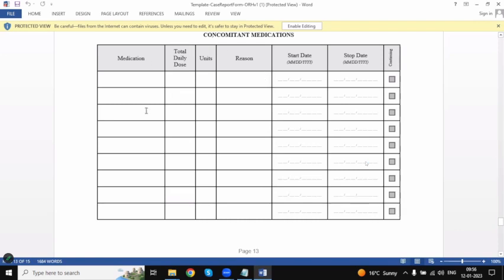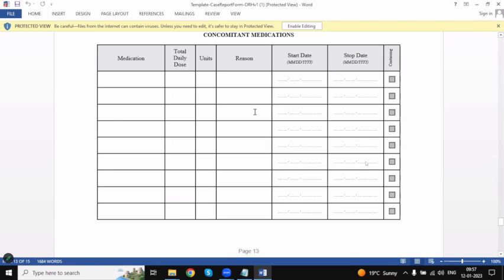For example, he's taking some BP tablet. How much dose is he taking? How many units, meaning how many tablets, 2 tablets or 3 tablets? What is the reason, when did he start, when did he stop, is it still continuing or not? So this information will be captured. This is scenario one: previously had medical problems, due to which he's taking an extra medication. The details we have to capture. That's scenario one.